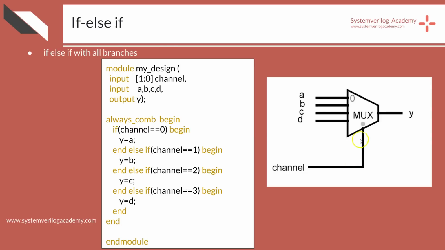Its data inputs from 0 to 3 are connected to wires A to D, and the select line is connected to channel. The mux will select the input A when channel is 0, B when it is 1 and so on. This functionality exactly matches what you have written in the always_comb block.